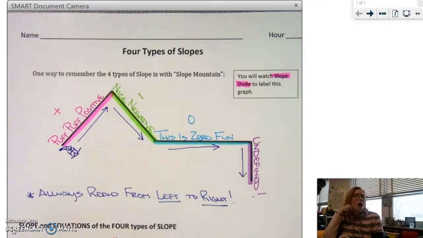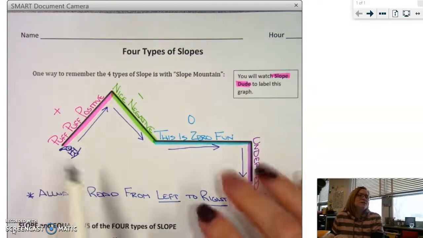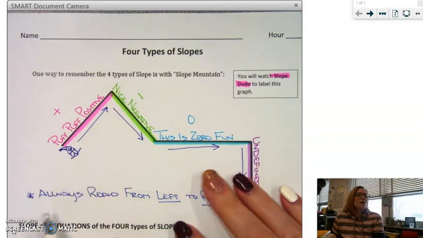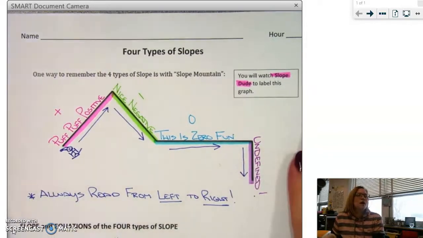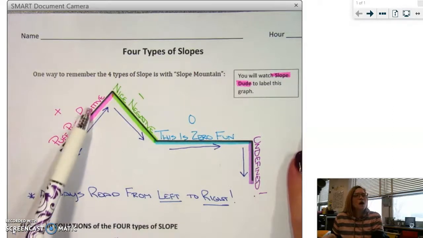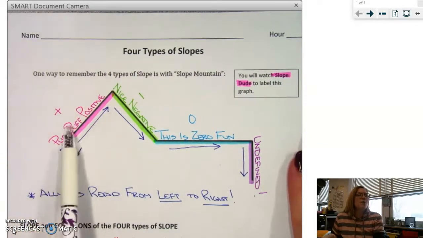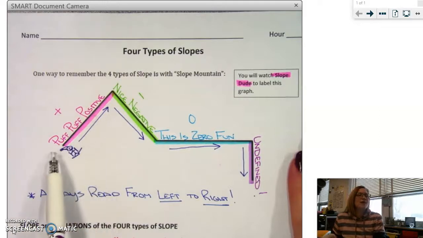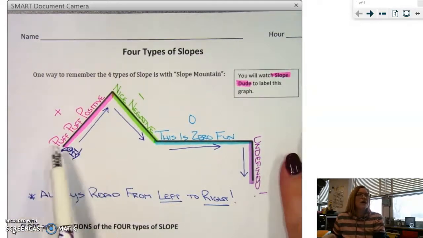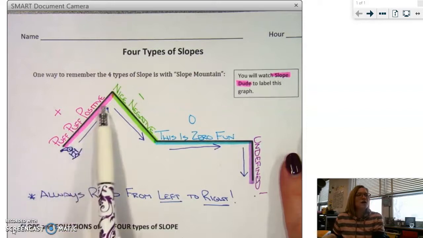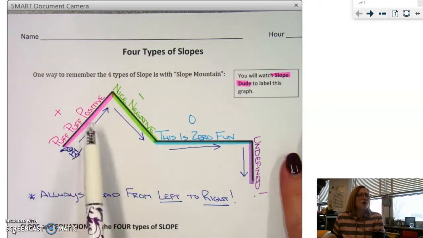Don't judge. First of all, the skier is starting at the bottom of the hill. We always move from left to right, so we're starting on the left side. And if there's a line that's going upwards like this, we call this our positive sloped line. He goes puff, puff, positive as he moves his way up the hill. So our slopes that are positive are going to go upward from left to right.